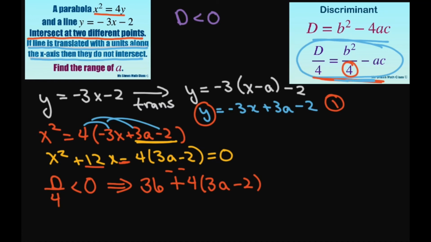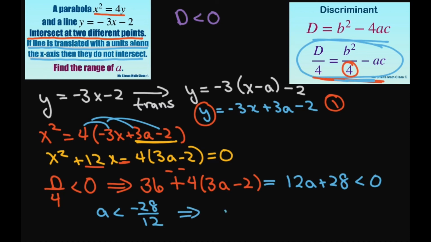All right. Now, this is going to simplify to 12a plus 28. And then we want this to be less than 0. Solving for a, we're going to get a is less than negative 28 divided by 12, which simplifies to a is going to be less than negative 7 divided by 3. And that's your range.